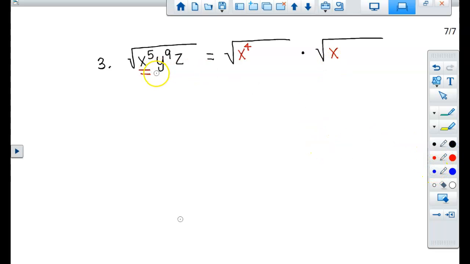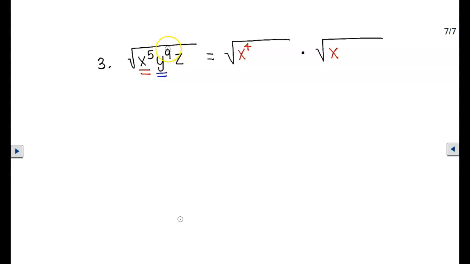All right, so next up, y to the 9th, again, not an even exponent. The biggest even exponent that I could get out of 9 is an 8. So I'm going to factor y to the 9th into y to the 8th times y to the 1st.